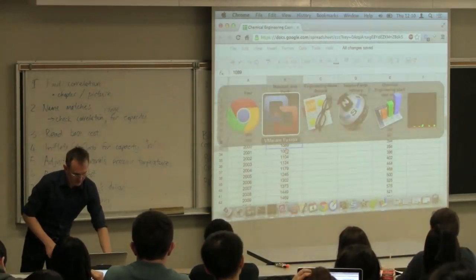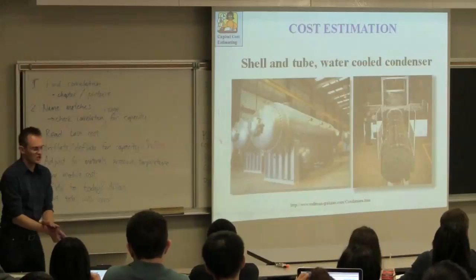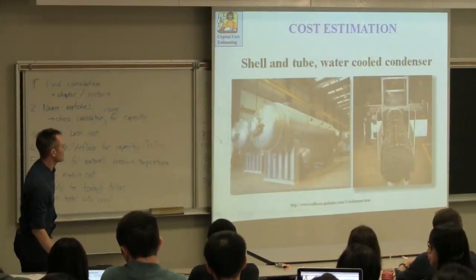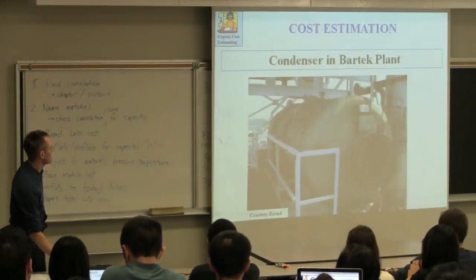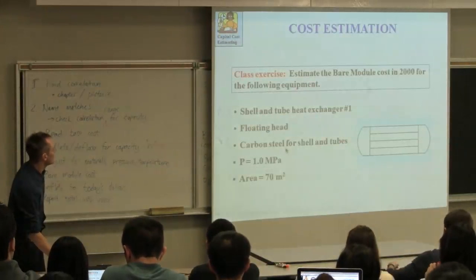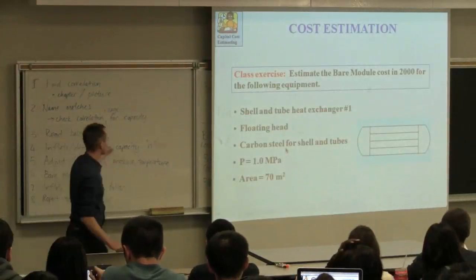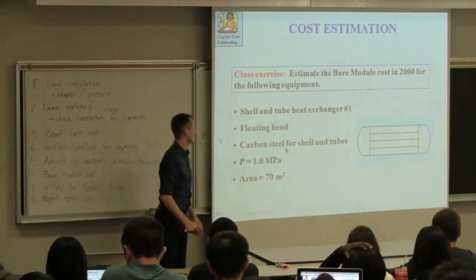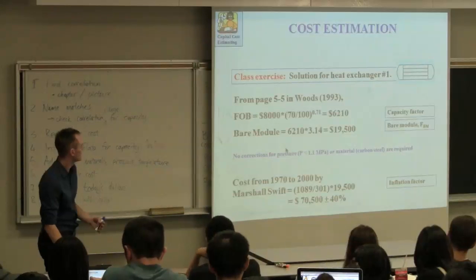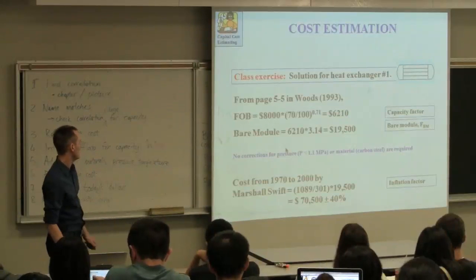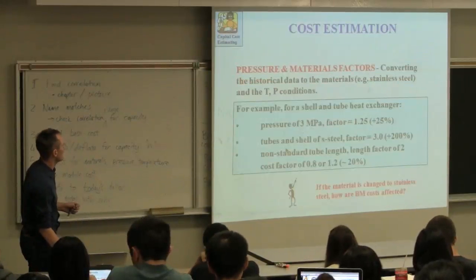So let's take a look at a slightly more complicated example. We're going to look at a shell and tube heat exchanger. That's what it would look like. Here's one from the Bartek plant out in Stone Creek. We've looked at this base case already. This is the exercise I had on the board, where we were looking at one atmosphere pressure and 70 meters squared. So we've already costed that, and we've already calculated that final $70,000. So we don't need to go through this slide.